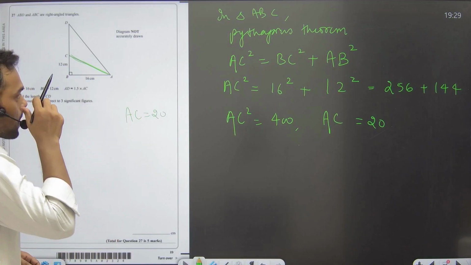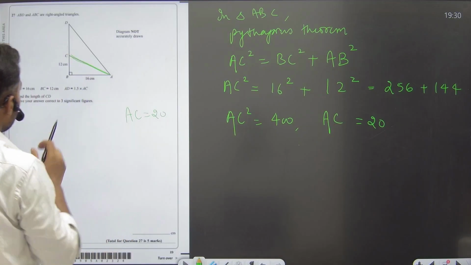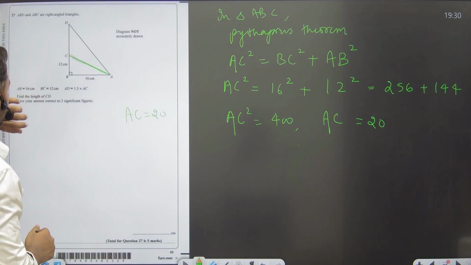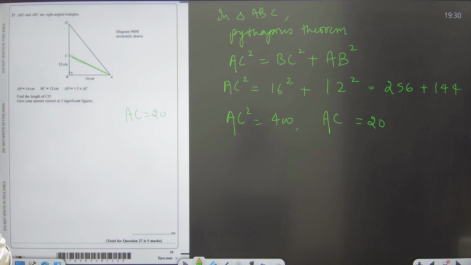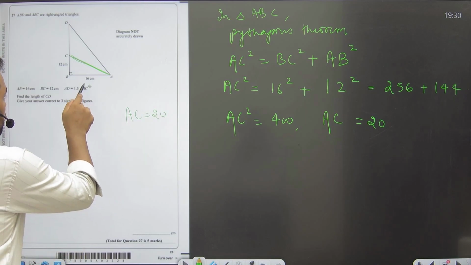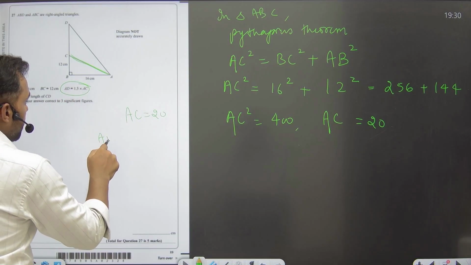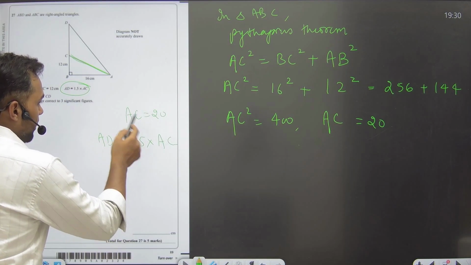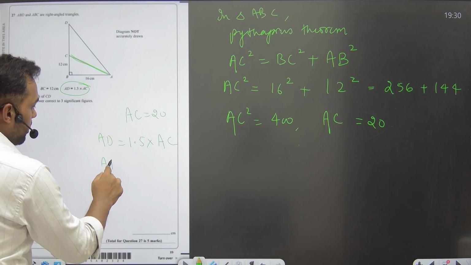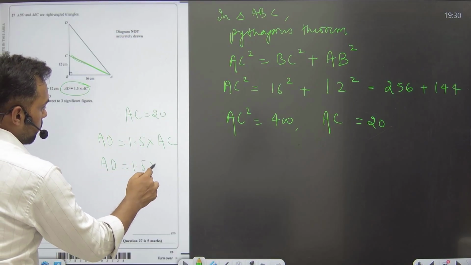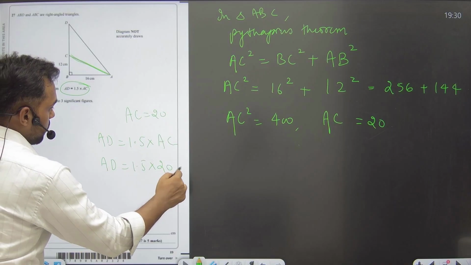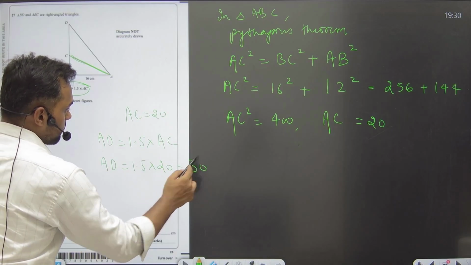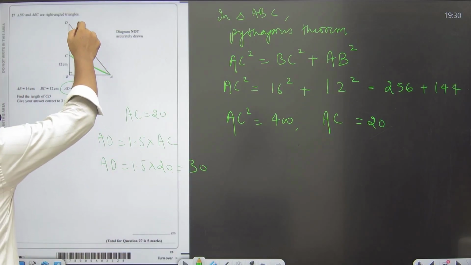Now, AC is equal to 20. In the question it is written that AD is equal to 1.5 times AC. So plugging in the value of AC here, you get AD equals 1.5 times 20, which gives you 30. So AD we have got as 30.